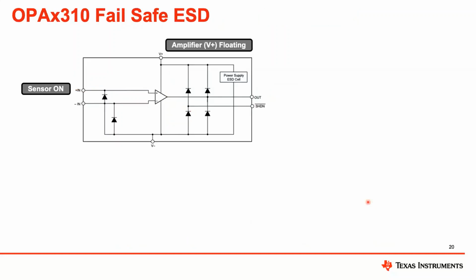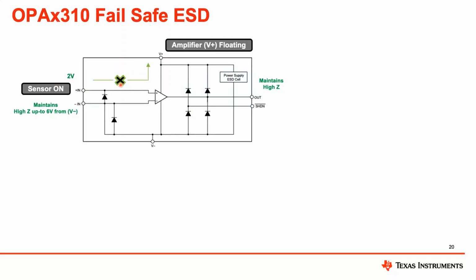In OPA310, we have completely solved this problem. We have gotten rid of these ESD diodes to the positive rail, and we have achieved the ESD performance with a different ESD structure. Since there are no diodes to the positive rail, even when the sensor is on, when the amplifier power supply is floating, this parasitic path is broken down.